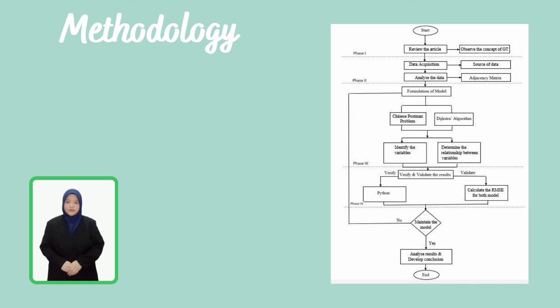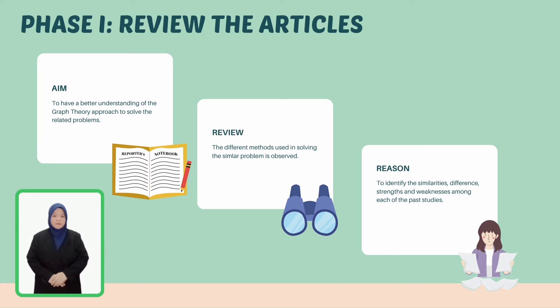Methodology. This figure shows the process of research, which consists of four phases. Phase 1: review the articles to have a better understanding of the methods used in graph theory and identify the applications, differences, similarities, strengths and weaknesses of the methods from past studies.